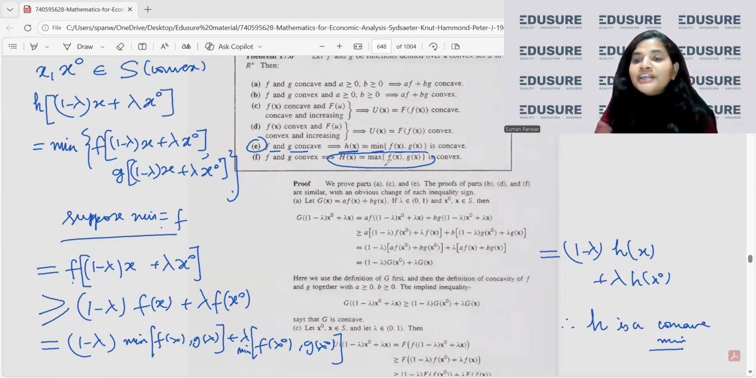So this way you can create utility functions, knowing that you have some basic convex or concave utility functions.